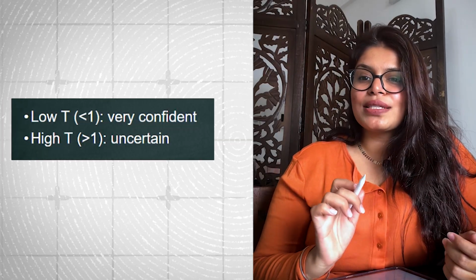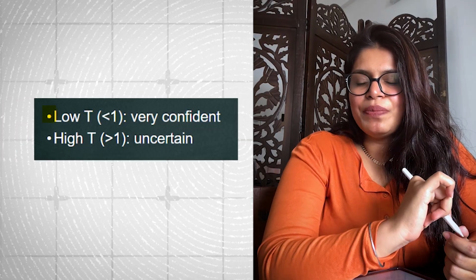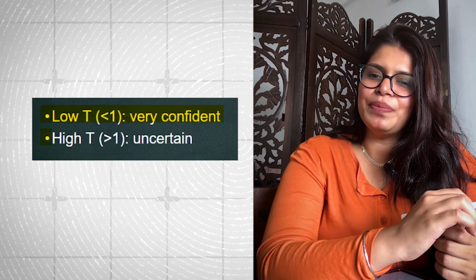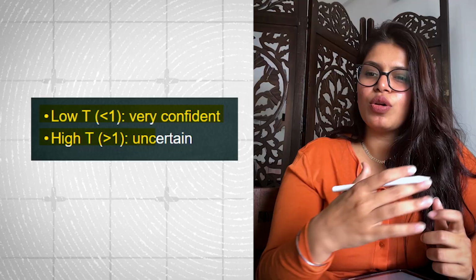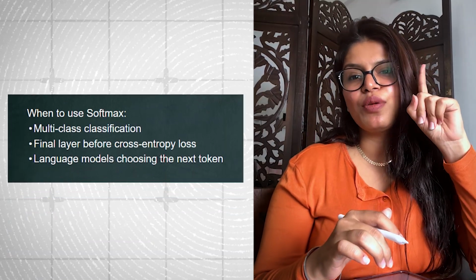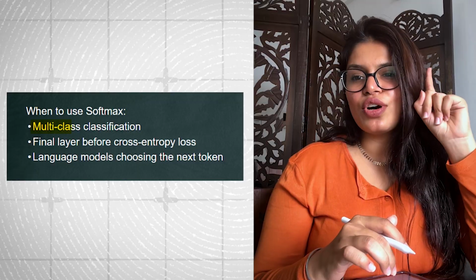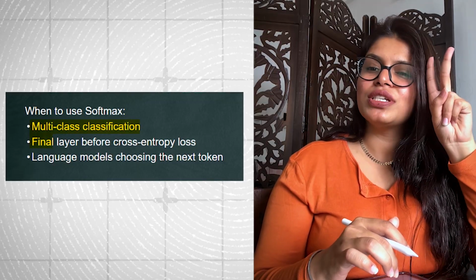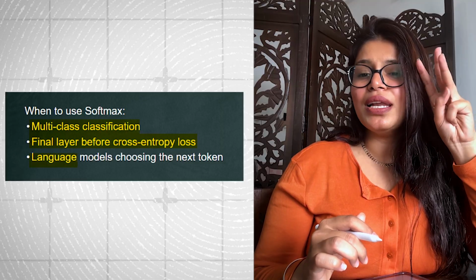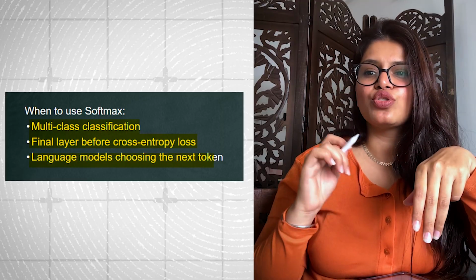Also, Softmax often comes with temperature. Low temperature means a very confident or peaky output and high temperature means a more uncertain or softer output. Softmax is used in classification when there are more than 2 classes or categories. It is also used in final layers before cross entropy loss, and also by large language models in choosing the next token based on probability. In this video I broke down the motivation and intuition of the Softmax function.